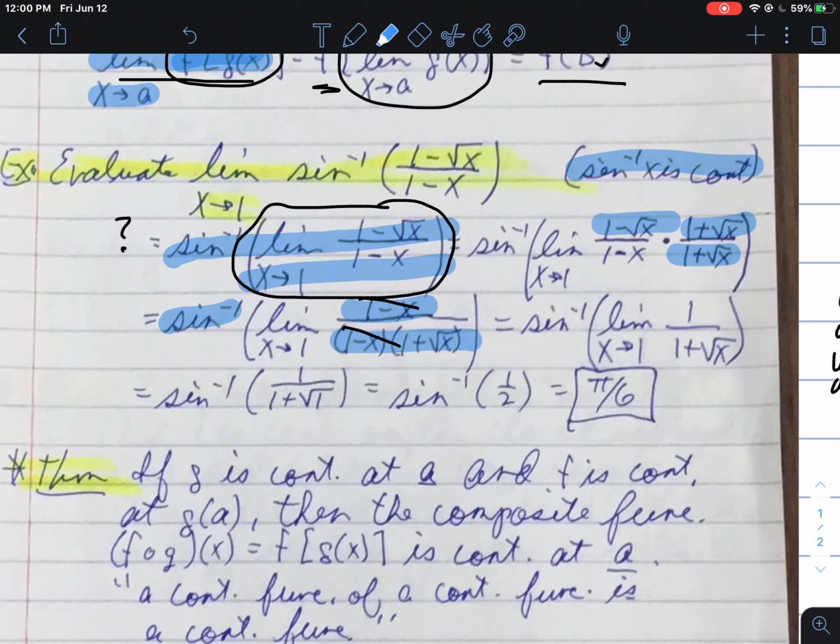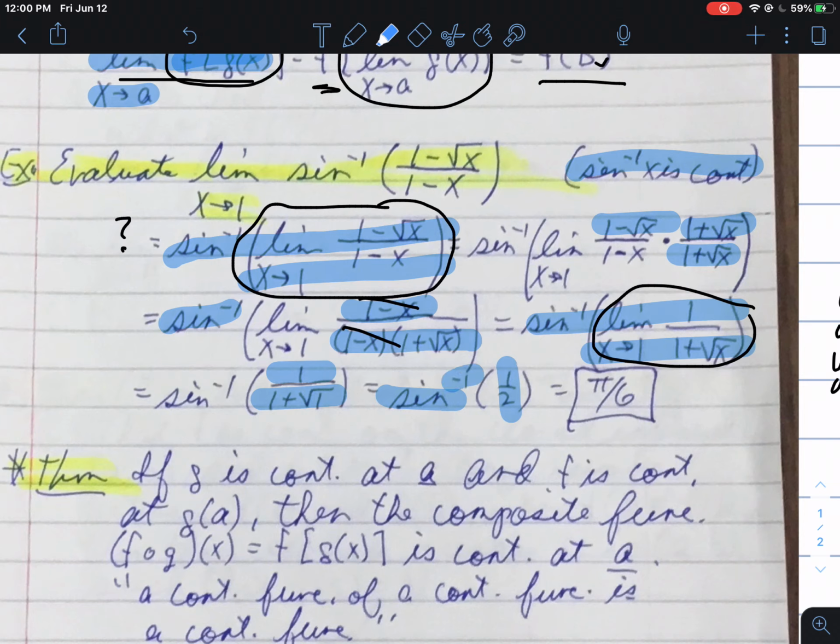So now I've got the inverse sine of the limit as x approaches 1 of 1 over 1 plus square root of x, which I can now evaluate using direct substitution. I can plug 1 into that, and I get 1 over 1 plus square root of 1, or 1/2. And now I've got the inverse sine of 1/2.